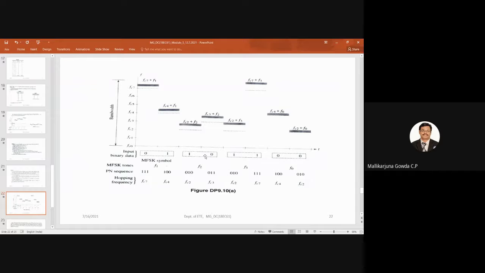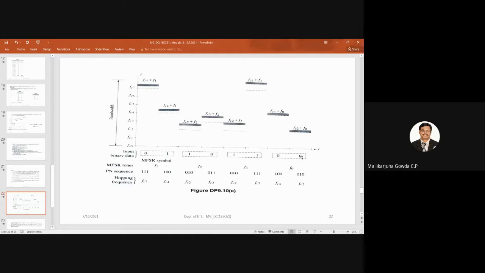And the next MFSK symbol is 1, 0. So that will be denoted with frequency F2. For that, the hopping frequencies are what? FC2 and FC3. So FC2 is this FC2 plus F2, and the next one is FC3 plus F2. And the next MFSK symbol is F3. So that will be transmitted with two hopping frequencies. One is FC2 and another one is FC7. So that is why here it is written FC2 plus F3. Another one is FC7 plus F3. So here it is written FC7 plus F3.